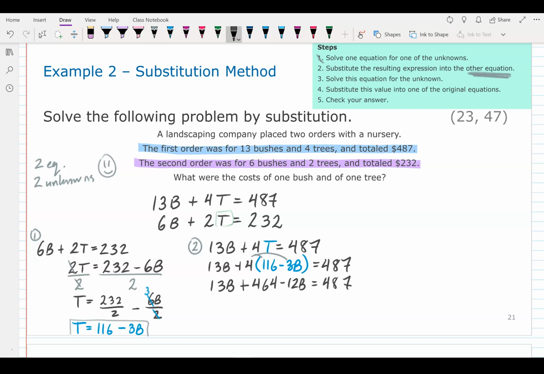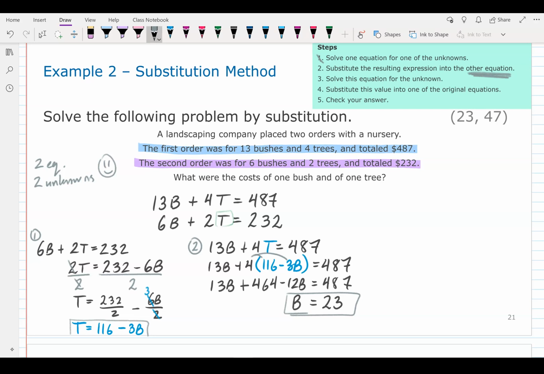All right, there we go. On the left side, I've got 13 b's minus 12 b's, so that leaves me a single b. On the right side, I'm going to have 487 minus 464. That's 23. And it just kind of pops right out. I don't need to do a division because the coefficient in front of b was just fine. It worked out to be 1b. All right, so I've got 23.